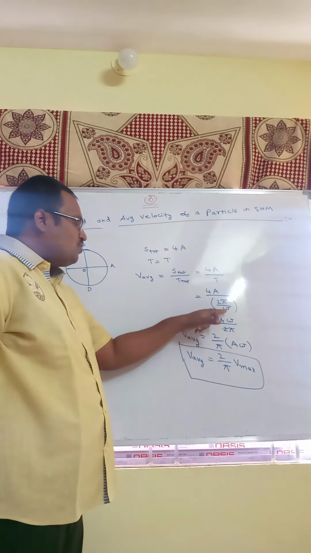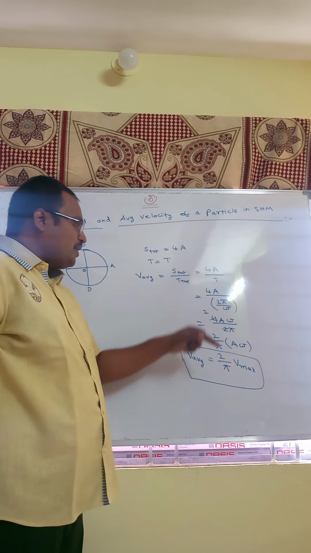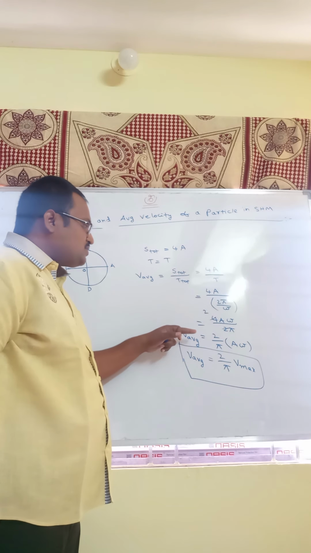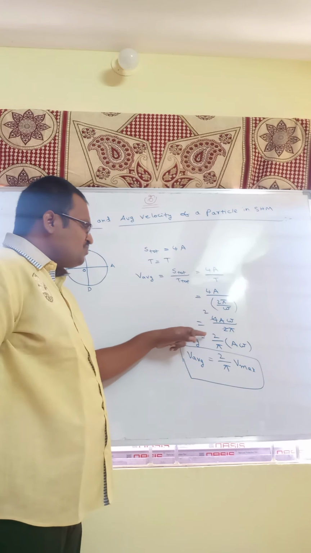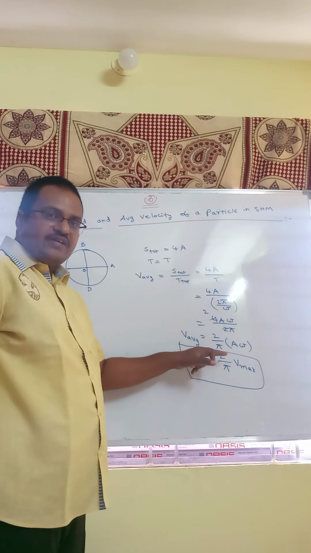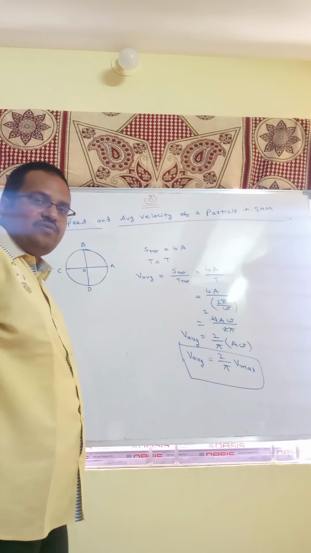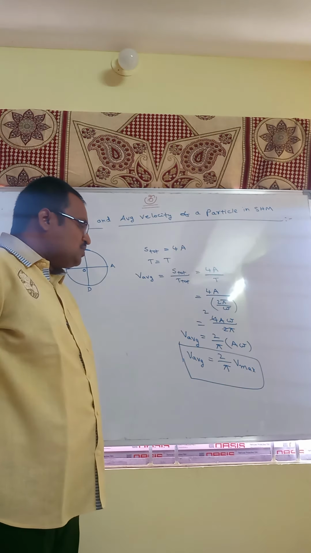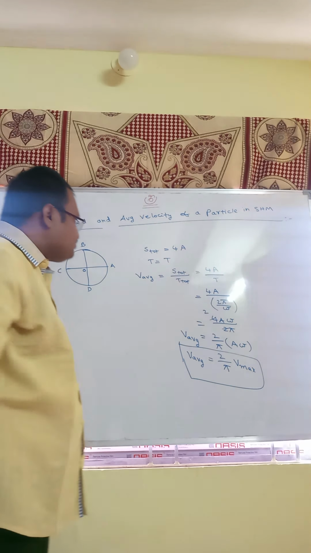Now we can bring omega to the numerator. We will get 4a into omega by 2 pi. So V average equals 2 by pi into a omega. V average equals 2 by pi into V max. So this is the relation between average speed and maximum speed.